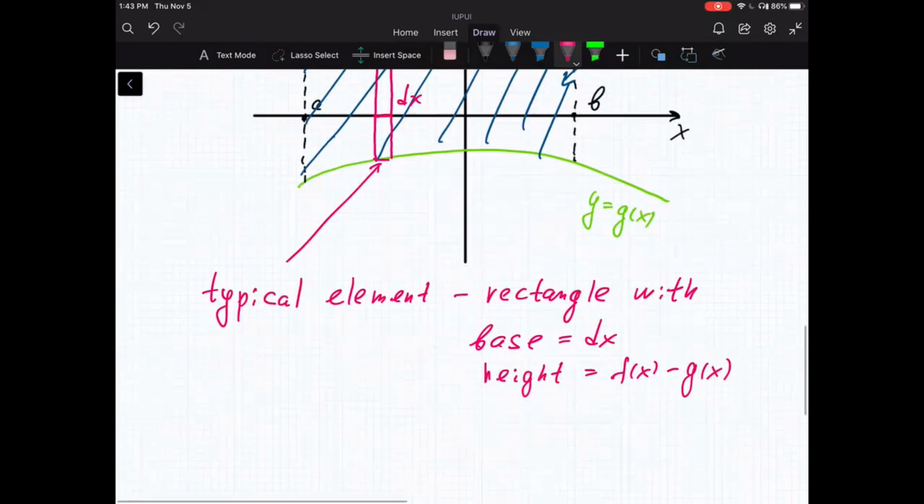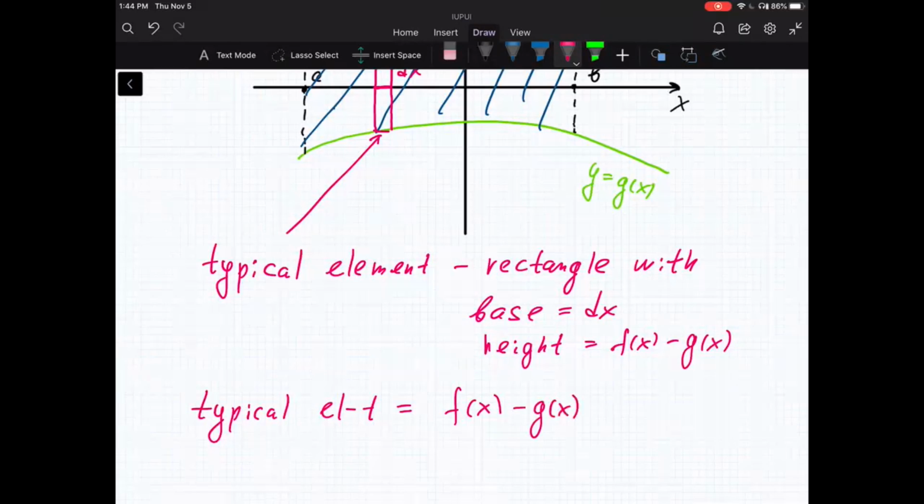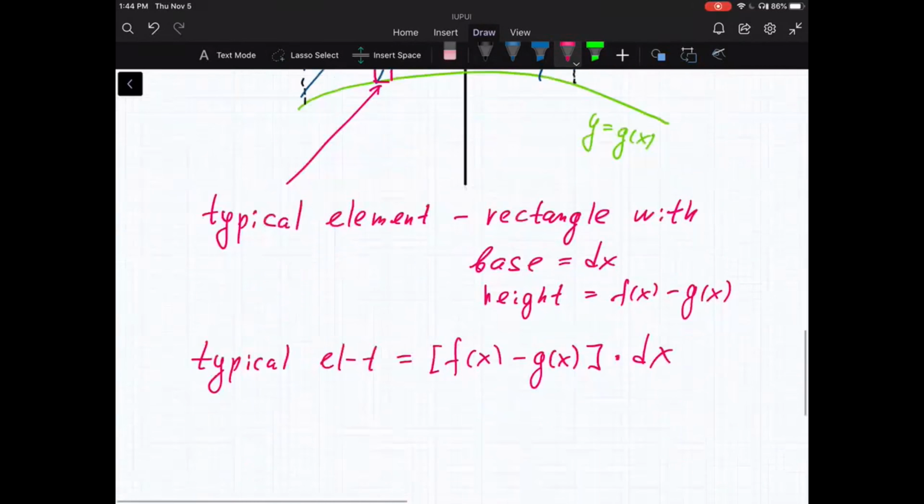And so I get that my typical element is equal to f of x. So my typical element is a rectangle, but the area of that rectangle is f of x minus g of x times the base, which is dx. And now again, I'm summing up all such areas of small rectangles, and that will give me an approximation of my area, and then I consider the limit when n goes to infinity or the length of subintervals goes to 0.